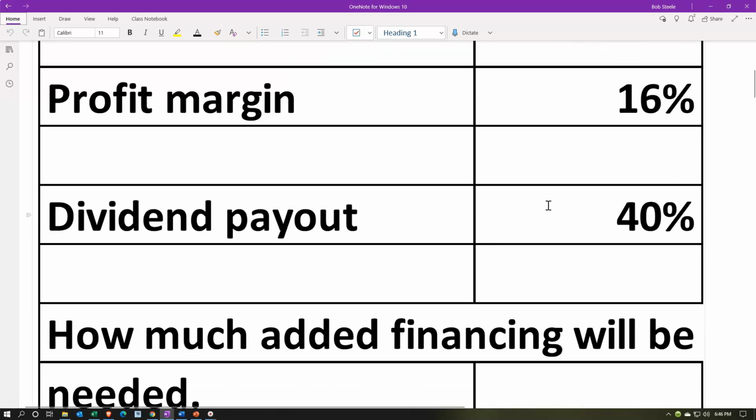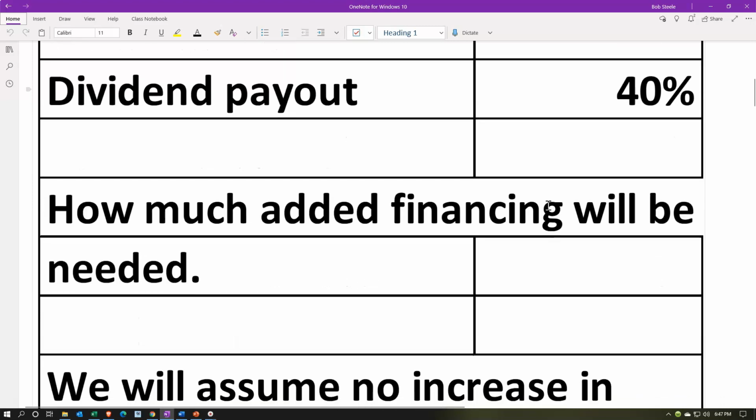Then we have the dividend payout, which is fairly high here at 40%, meaning that's how much we're going to take of the net income and pay back to the owners. So whatever the net income is, we're going to take 40% of it and give it back to the owners. That means the net increase on the equity side of the equation is going to be reduced by the amount of that net income that we didn't simply keep in the company to finance the increase in assets, but gave to the owners in the form of a dividend.